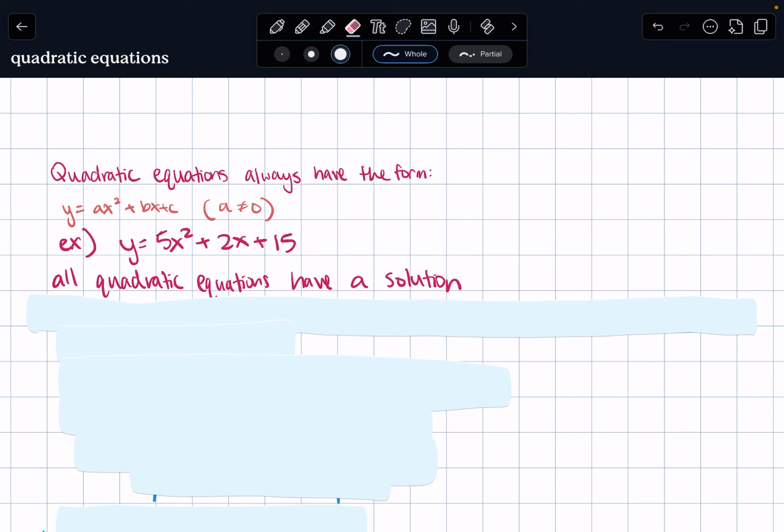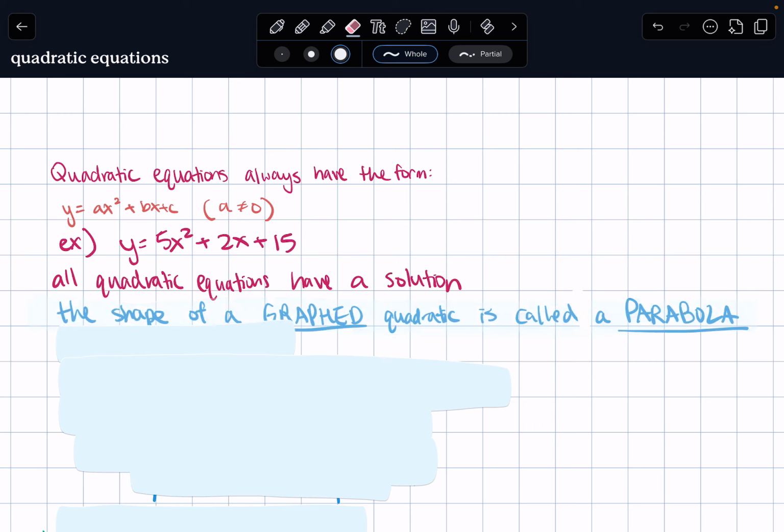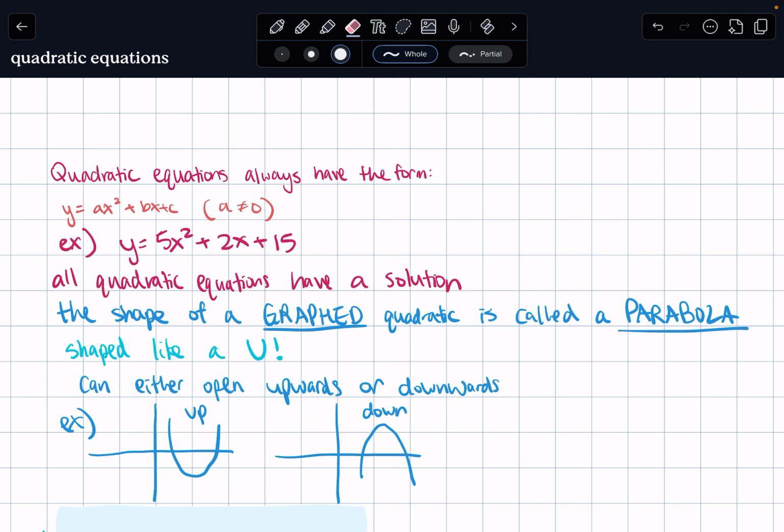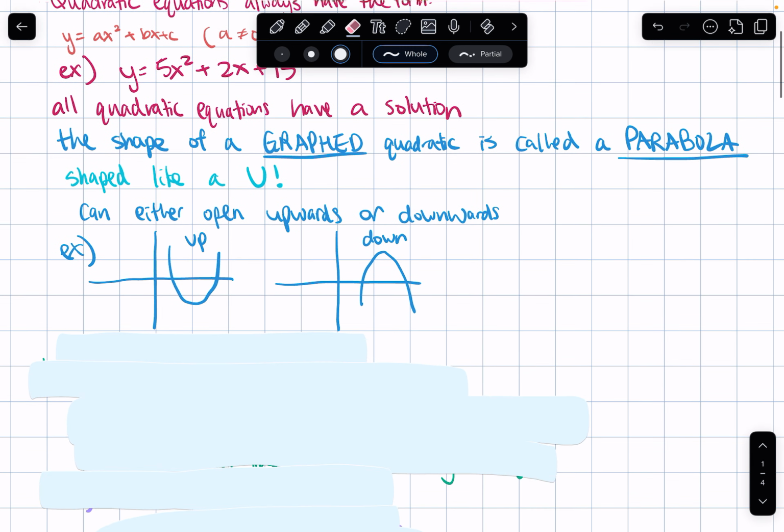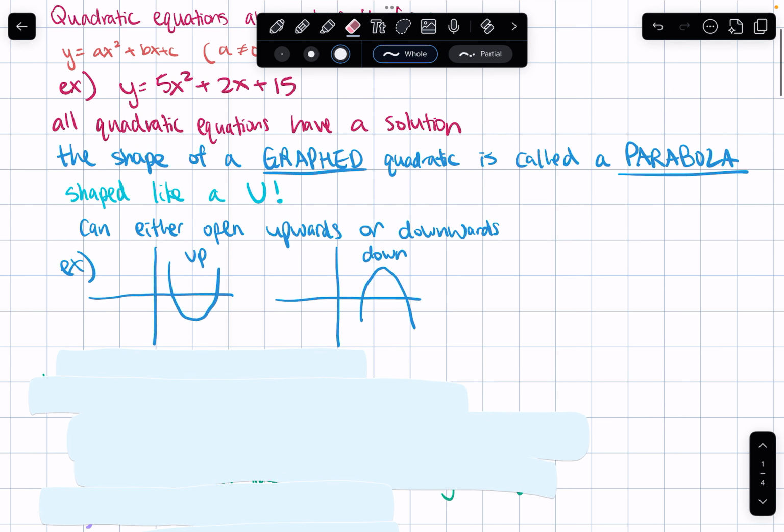All quadratic equations will have a solution. There can be different ways to reach that solution, but they will always have a solution. And the shape of a graphed quadratic is called a parabola. So let's say you're trying to graph y equals 5x squared plus 2x plus 15. It's going to be shaped like a U, and since it is positive, it will be an upward U as shown on the left. And if it was a negative, then it would be a downward U.